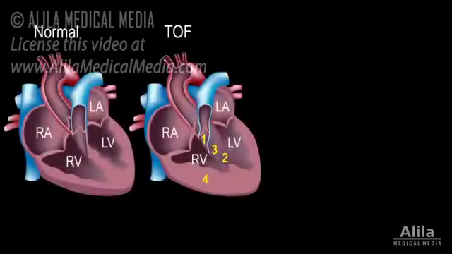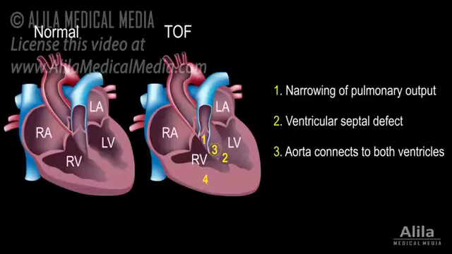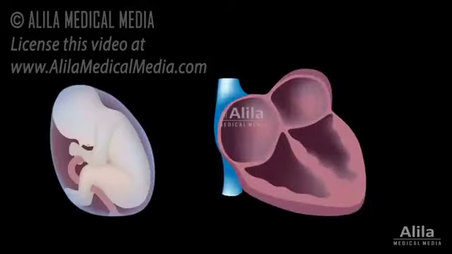Infants born with TOF are presented with 4 major structural defects: narrowing of the pulmonary output, ventricular septal defect, an opening in the interventricular septum, displacement of the aorta, it now connects to both ventricles, and hypertrophy of the right ventricle.